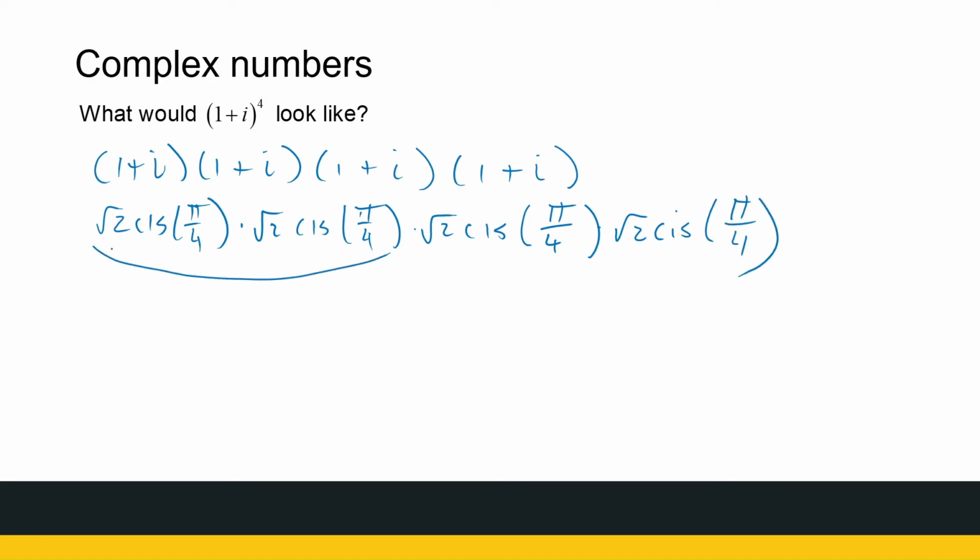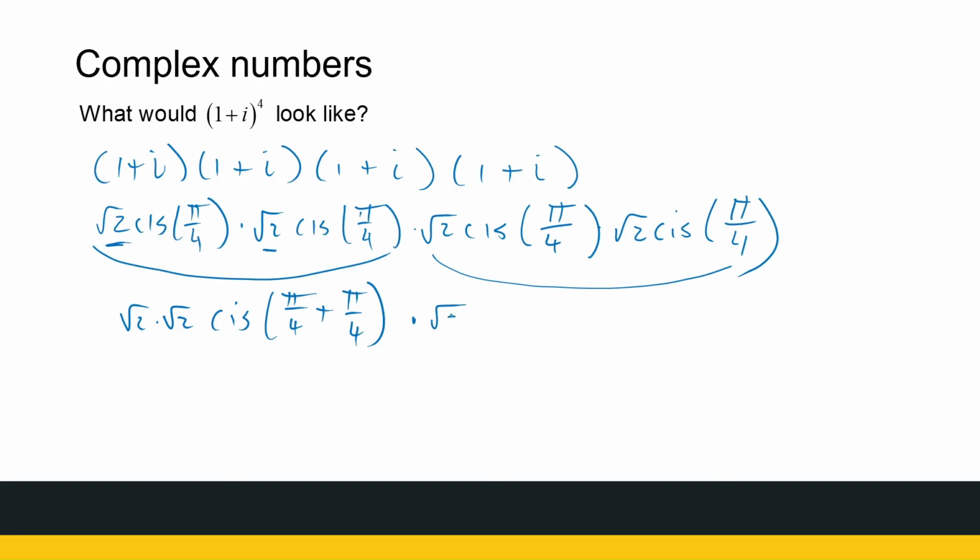The first two we know, we multiply those two. So it's a root 2 times a root 2 cis, and we add those, pi over 4 plus pi over 4. But now there's 2 more. Let's multiply those 2. And this is times root 2 times root 2 cis, add those 2. So if I just sort these things out, get like terms together, I get root 2 times root 2 times root 2 times root 2. How many are there? There's 4 of them.